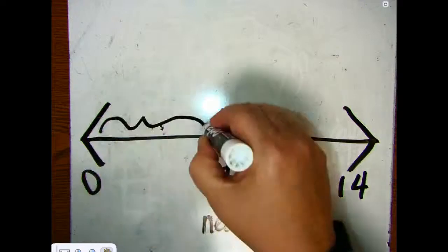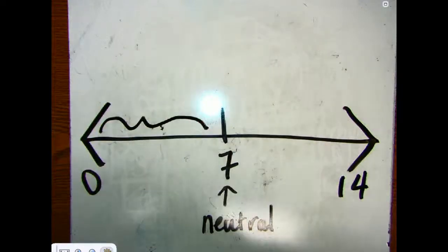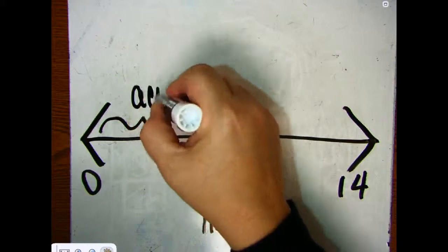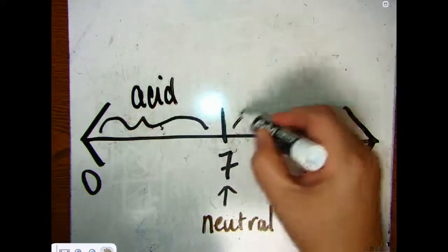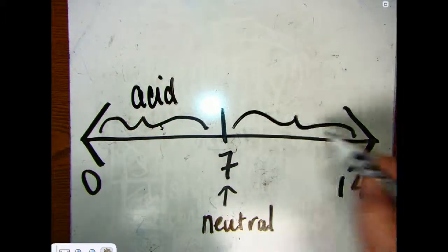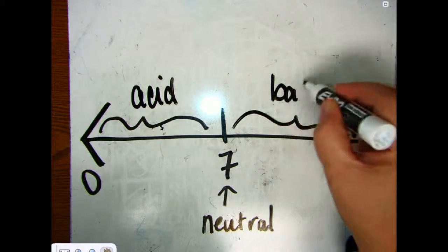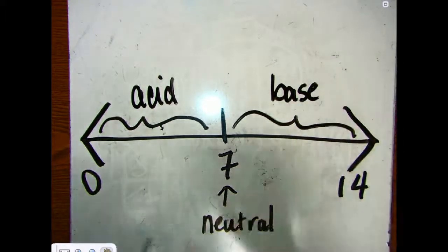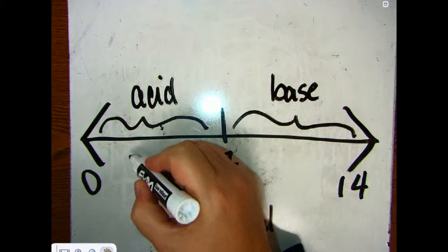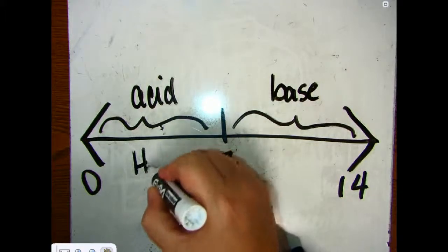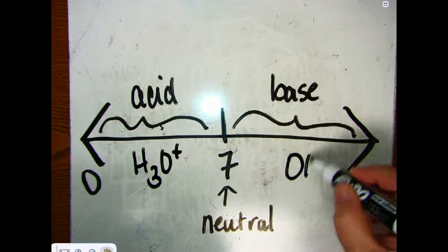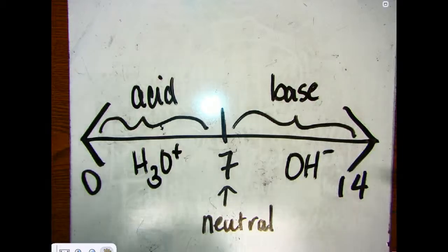Anything in the first portion from 0 up to 7, even a little bit less than 7, is considered an acid, and 7 and above is considered a base. What we need to understand is that an acid is a solution that contains hydronium ions, and a base is a solution that contains hydroxide ions.